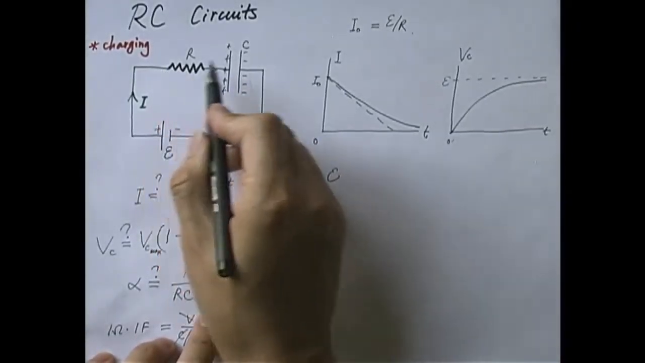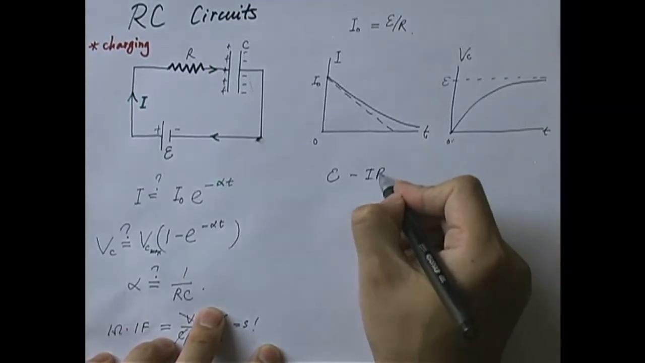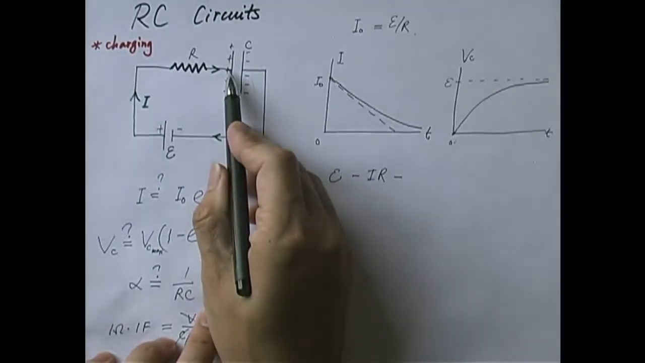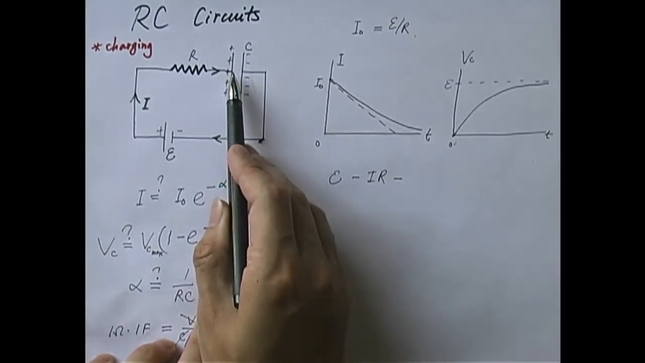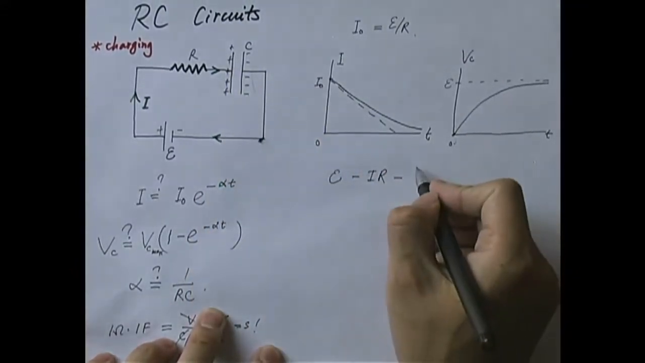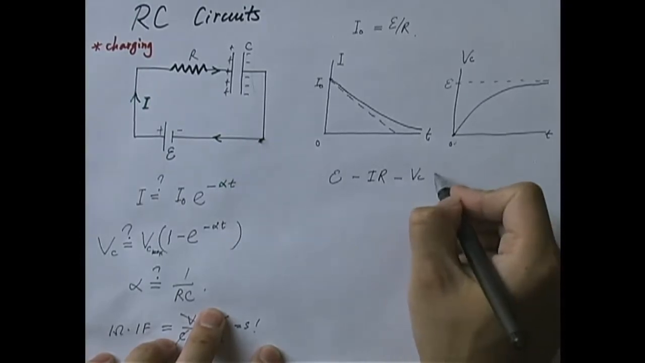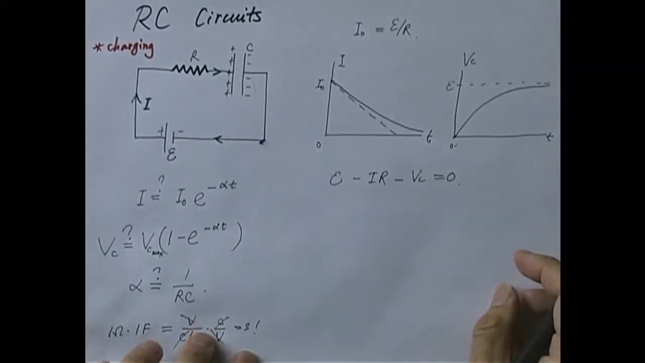Go down from here to there, so minus IR. And then minus what? From here to there, because this is positive, this is negative, so again the voltage drops by how much? By VC, and that equals 0. That is the loop rule.